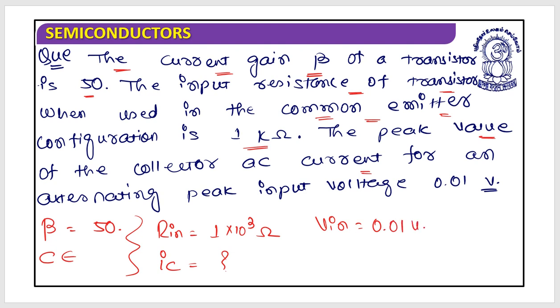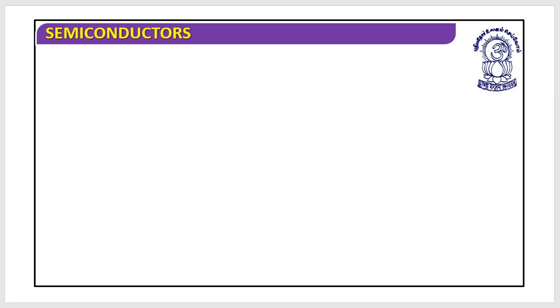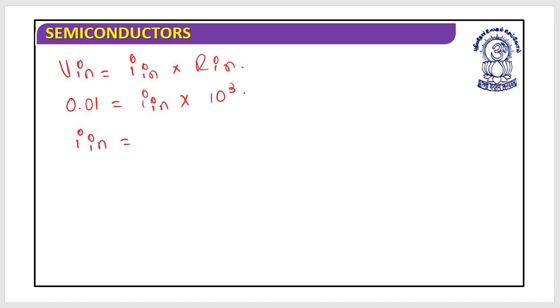Okay, great. So how will we do this? Look, V in is given, R in is given, that means IB would be available. V in is equal to I input multiplied by R input. V in is 0.01, I input we don't know, and R input is a resistance of 1 into 10 to the power 3 ohm. So I input is equal to 0.01 divided by 10 to the power 3, which is equal to 1 divided by 10 to the power 5 ampere.